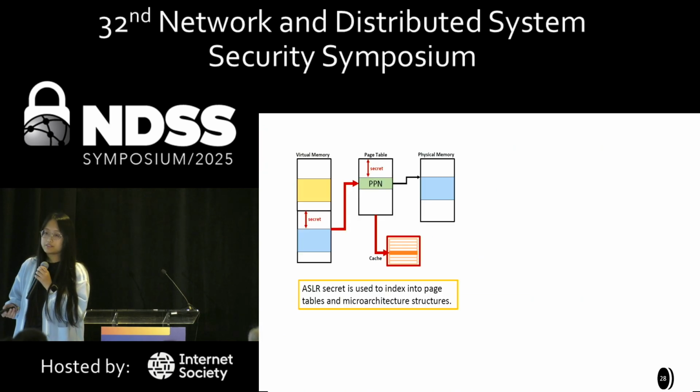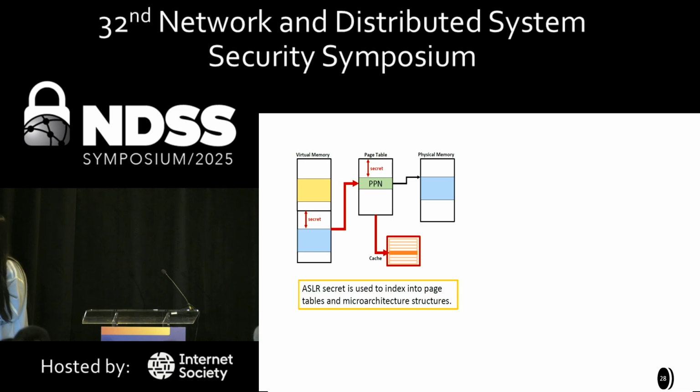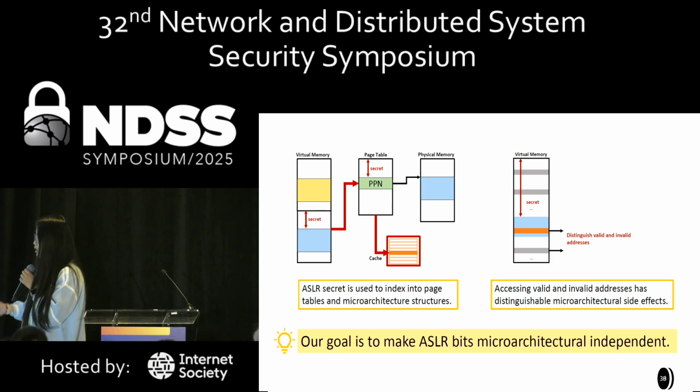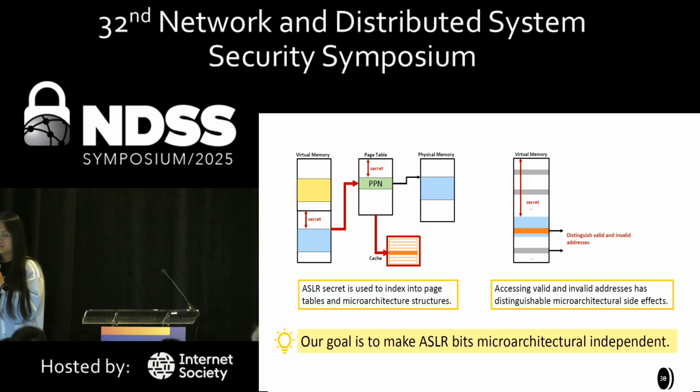So far, we are already saying that the ASLR secret is leaked through many microarchitectural side channels because, first, the ASLR secret is used to index page tables and other microarchitectural structures. Second, accessing valid and invalid addresses has distinguishable microarchitectural side effects. Our goal in this project is to make ASLR secret bits microarchitectural independent.